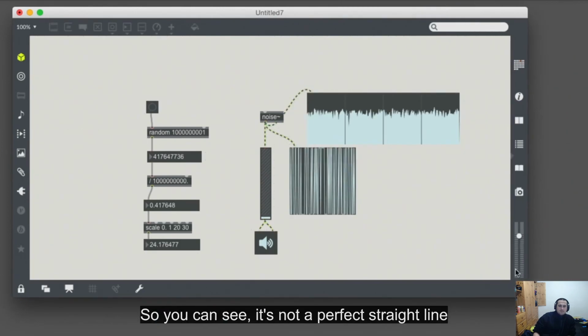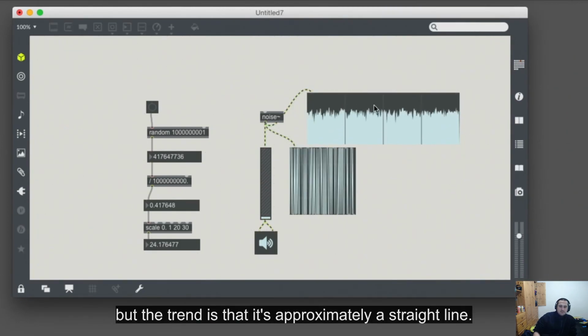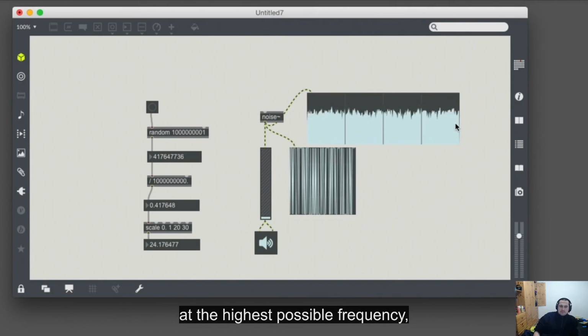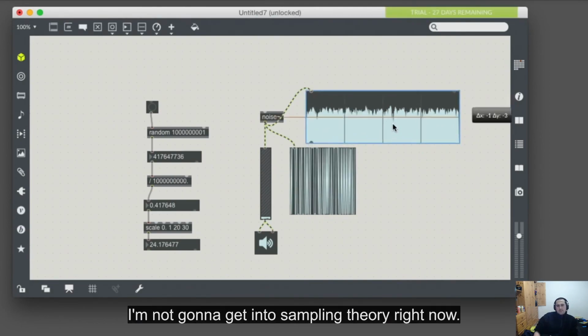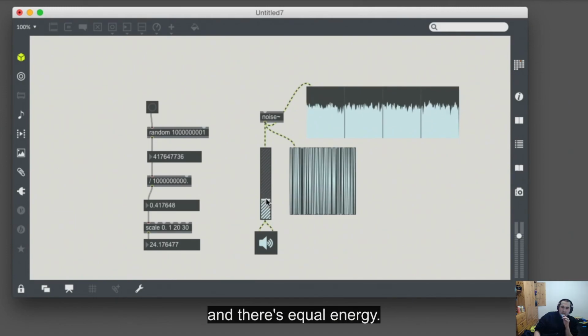spectroscope. So you can see it's not a perfect straight line because it's random, but the trend is that it's approximately a straight line. So it's just as much energy at the highest possible frequency, which is the Nyquist limit of our sampling rate, half the sampling rate. I'm not going to get into sampling theory right now, but that's the highest frequency, that's the lowest frequency, and it's equal energy. That's why white noise tends to be a very bright sound.